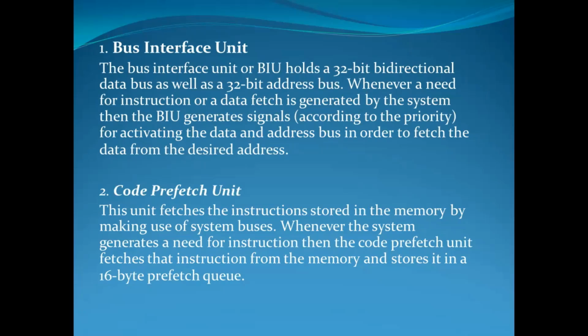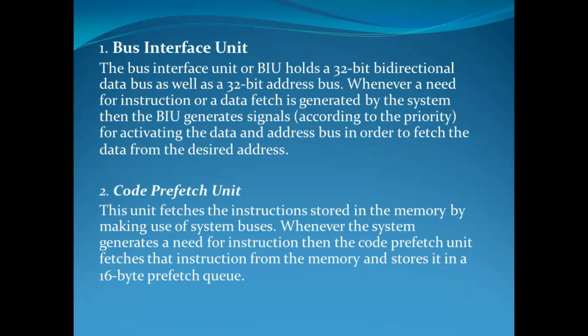Bus interfacing unit. The bus interfacing unit, or BIU, holds a 32-bit bidirectional data bus as well as a 32-bit address bus. Whenever a need for an instruction or data fetch is generated by the system, the BIU generates a signal according to the priority, for activating the data and address bus in order to fetch the data from the desired addresses. The BIU connects the peripheral devices through the memory unit and also controls the interfacing of external buses with its coprocessor.